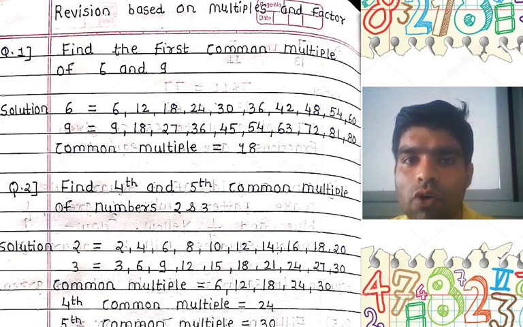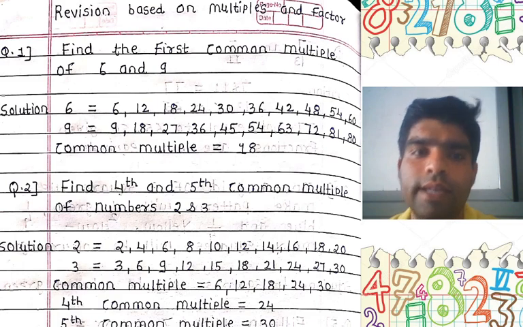Find the first common multiple of 6 and 9. Common multiple means that we have to use the multiplication table. Okay, so simple actually. Find the first common multiple of 6 and 9. First of all, we have to solve this example. Solution of the example: first of all we have to write down the tables of 6 and 9.